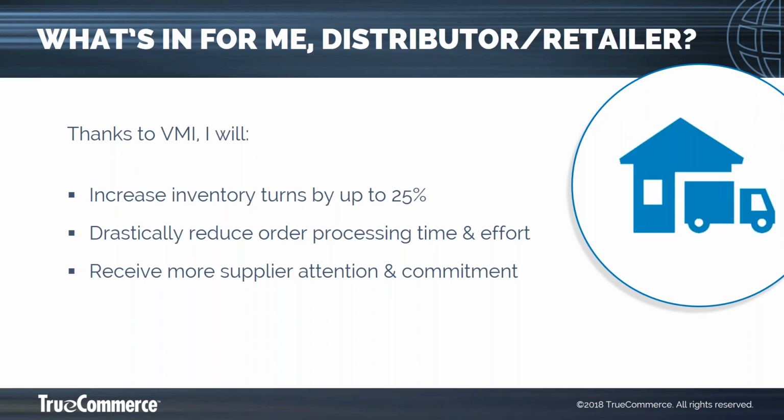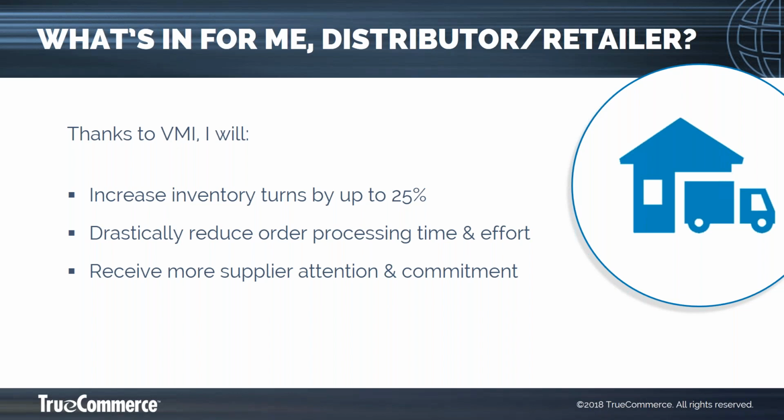As a distributor or retailer, I will increase my inventory turns by up to 25%, therefore drastically enhancing my working capital performance. This will also potentially free up cash and space for a wider range of products from the same performing supplier. Let's be honest, that's also the kind of agreements that we see happening after implementing VMI. And we think that's basically a very virtuous way to consider collaboration. I will drastically reduce the order processing time and effort involved.